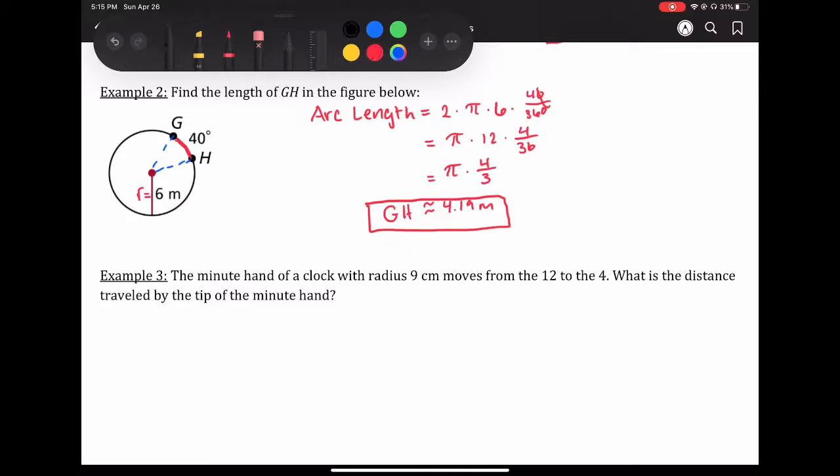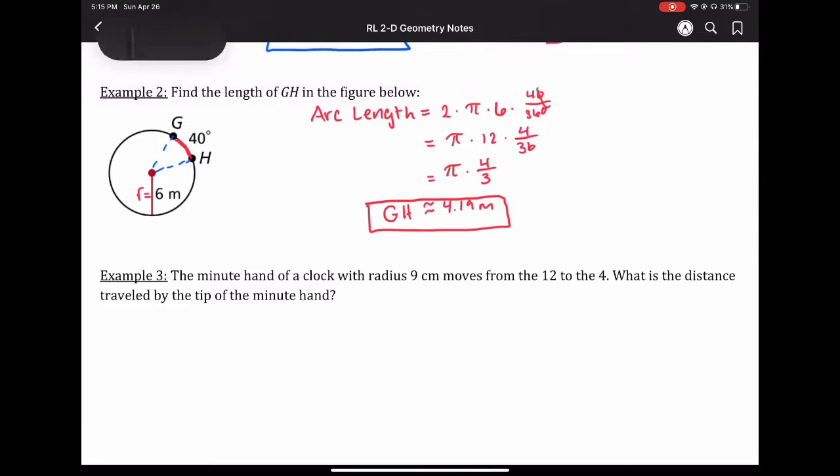Example number 3 is going to require us to draw a picture. It just makes our lives a lot easier. It says the minute hand of a clock with radius 9 centimeters moves from the 12 to the 4. What is the distance traveled by the tip of the minute hand? I'm going to start by drawing the clock. On the clock, you have a 12 at the very top, 6 at the very bottom, 3 to the far right, and 9 to the far left. We'll fill in the numbers between them, evenly spaced as you go around.